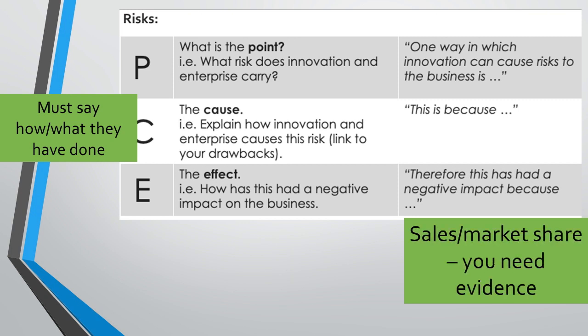And again, with the effect, you need to include some evidence within that. So if you're saying that they've had a negative impact, prove it, back up what you're saying. Have sales decreased? Has the market share gone down? Are there any newspaper articles that are saying that this has had a negative effect on the business or the business isn't doing so well? So you need two risks and two benefits.